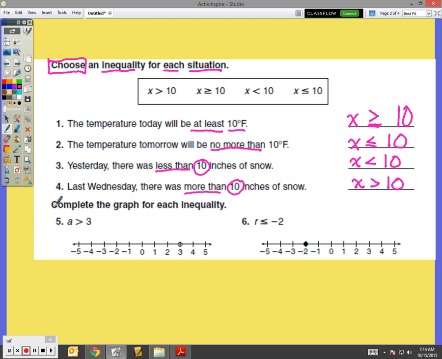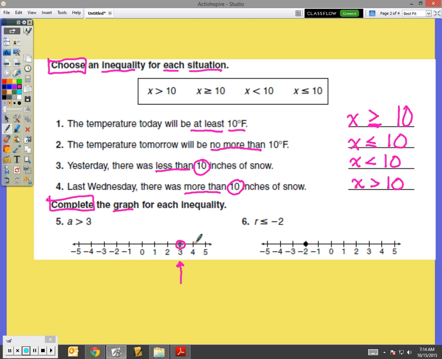Now, sometimes we also graph inequalities. It says complete the graph for each inequality. Now, they started it for us. If I want to read this, it says A is greater than 3. And notice what they did here. At the 3, they put an open circle. That's because the solution set would start at 3, but does not include 3, because 3 is not greater than 3. But 3 and 1/10 is, or 3 and 5/100 is.